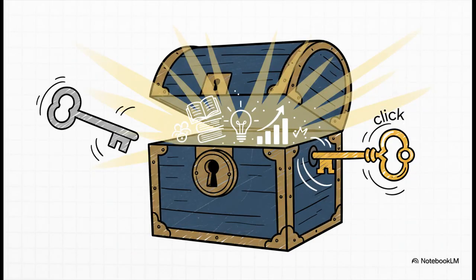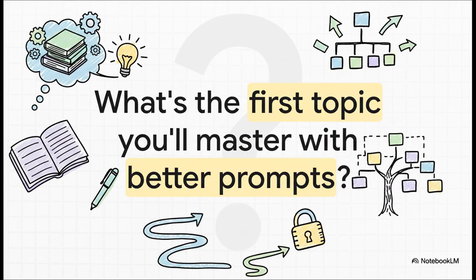So if you only take away one thing from all of this, let it be this. Specificity is your superpower. The more specific your instructions are, the better your results are going to be. It's that simple. Vague questions get you vague answers, but clear, structured prompts, they unlock clear, useful knowledge. As we wrap up, I want to leave you with this question. Think about that one subject that's been a real struggle, that one concept that you just can't seem to get your head around. Now that you have the tools to ask much better questions, what's going to be the first topic you truly master?